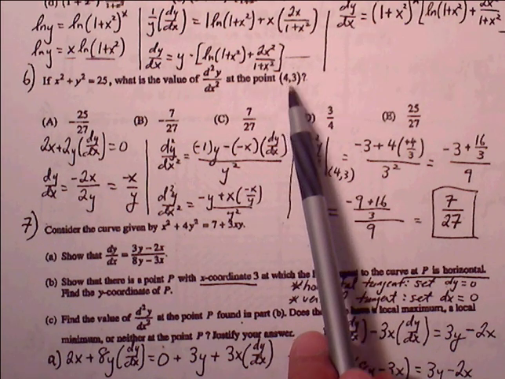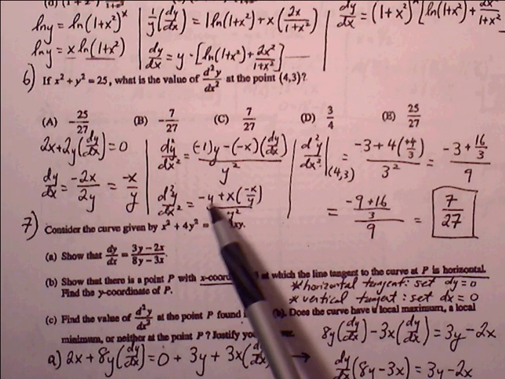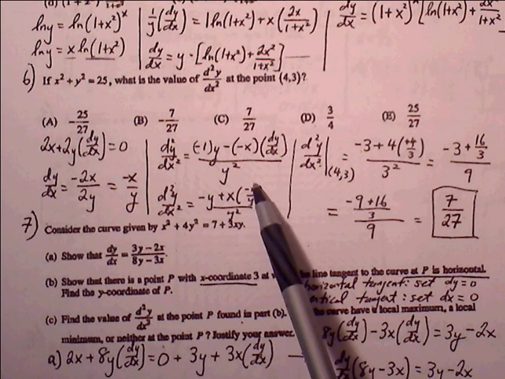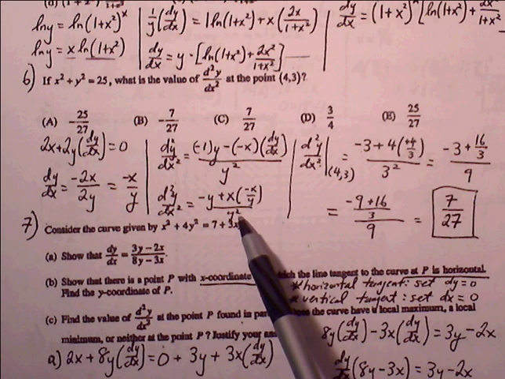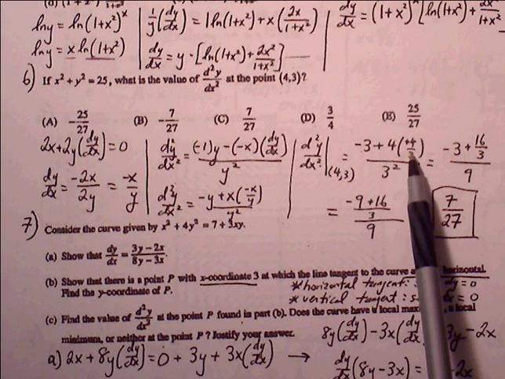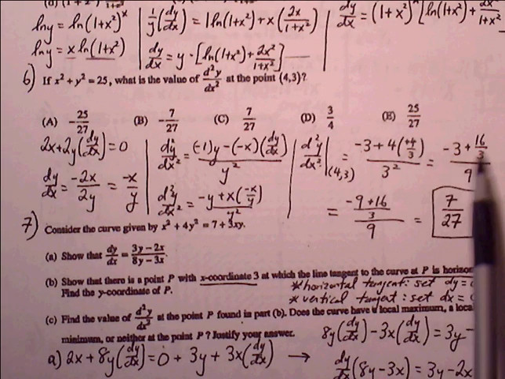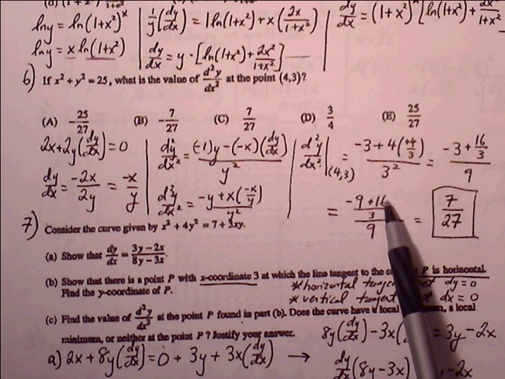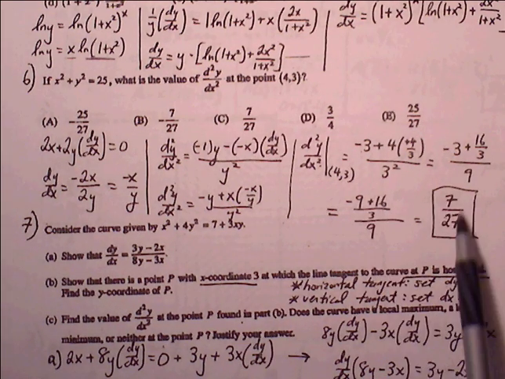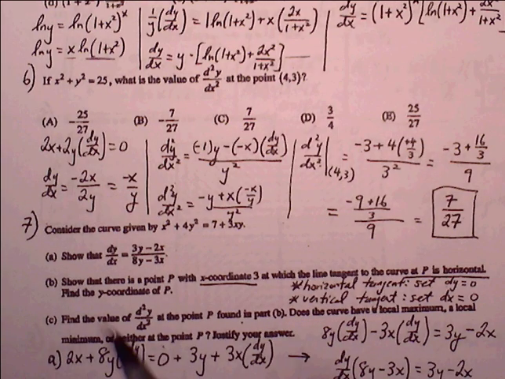So 4 plugs in for x, 3 plugs in for y. So negative 3 plus 4 times 4 over 3, all over 3 squared. If we clean this up, we get negative 3 plus 16 over 3, which is 7 over 3, all over 9, which is 7 over 27.